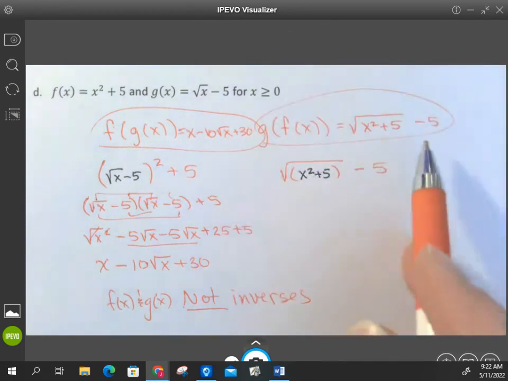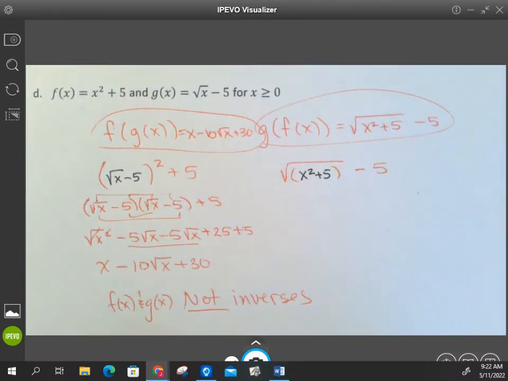So again, this just proves that these are not inverses. So if f of x and g of x are inverses, they will cancel everything out just like multiplication and division, and I'll be left with just x for both compositions.